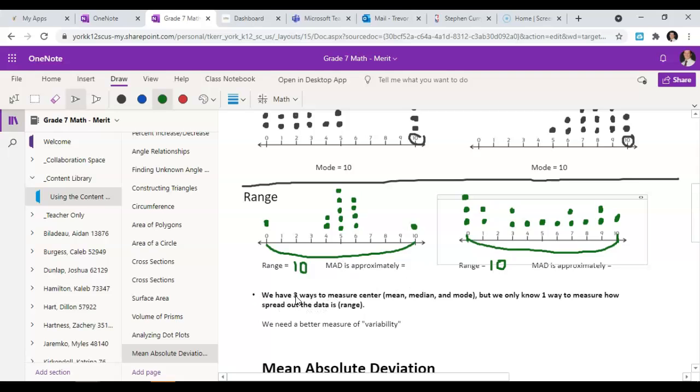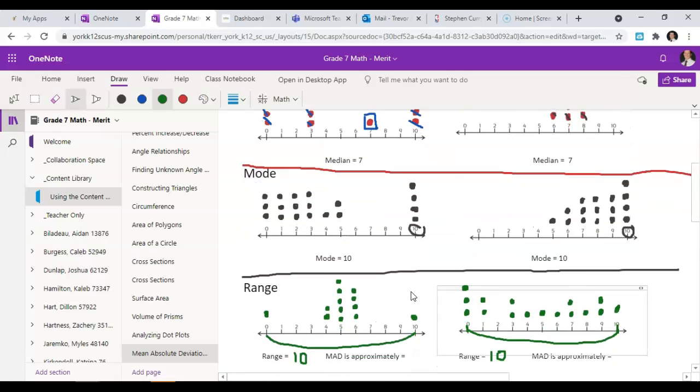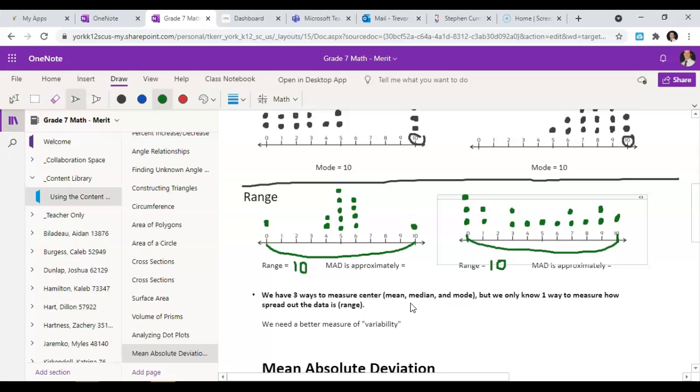So there are 3 ways that we measure center, and we called those mean, median, and mode. Those were the top 3. And they each measure something different, and so they help me understand a full picture. But we only have one way to measure how spread out data is, and that's the range. And we just saw that it doesn't give a full picture. We need another way of saying this is more spread out than this, because we know that's the truth. We just don't have a number or a way to describe it.